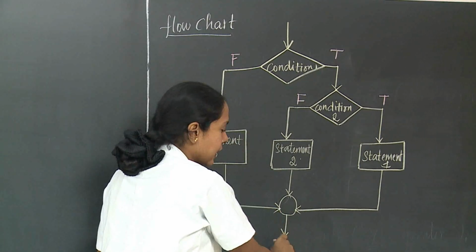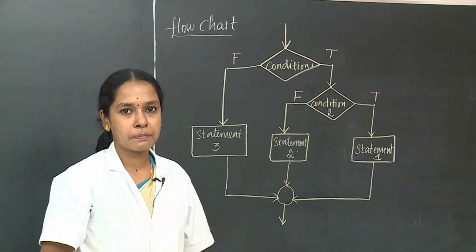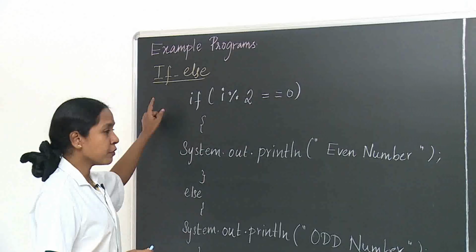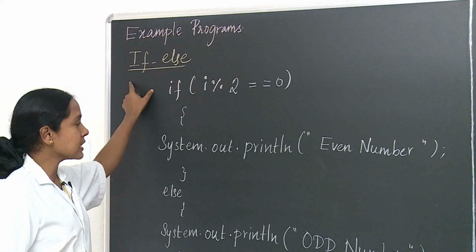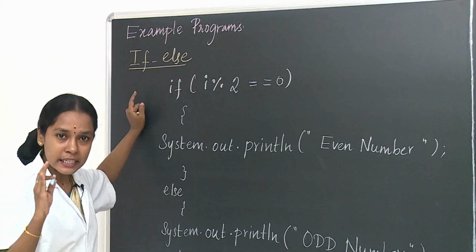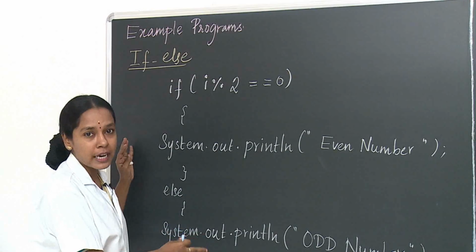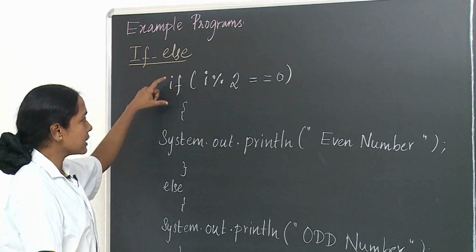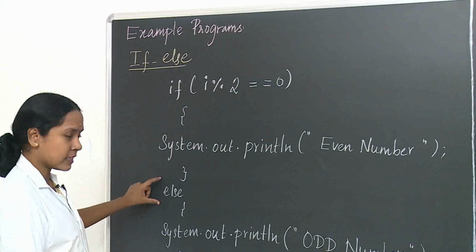So finally it exits the blocks. Now we can see the example for the looping statement. First one is if else. If it is a general if statement, we don't need to use an else block. For the if else, there is an if statement and also an else statement.